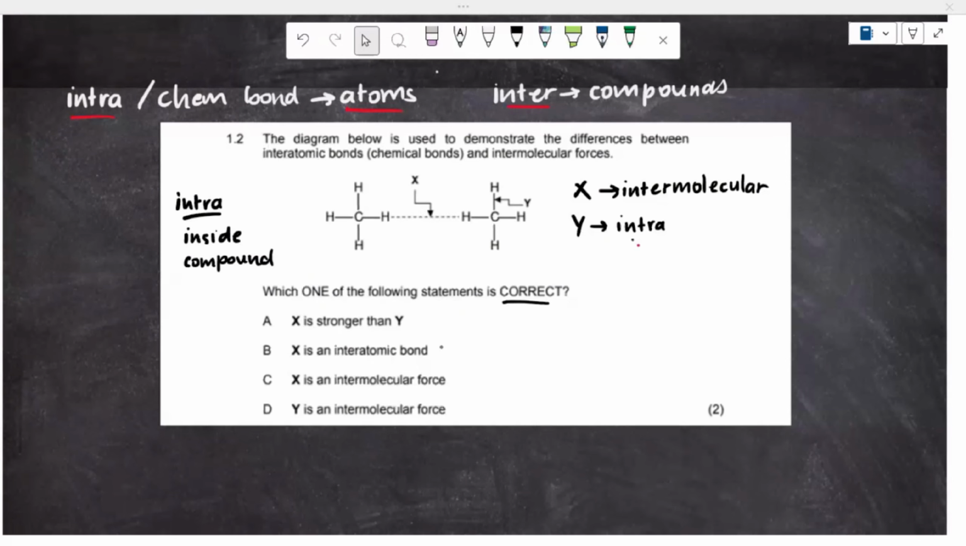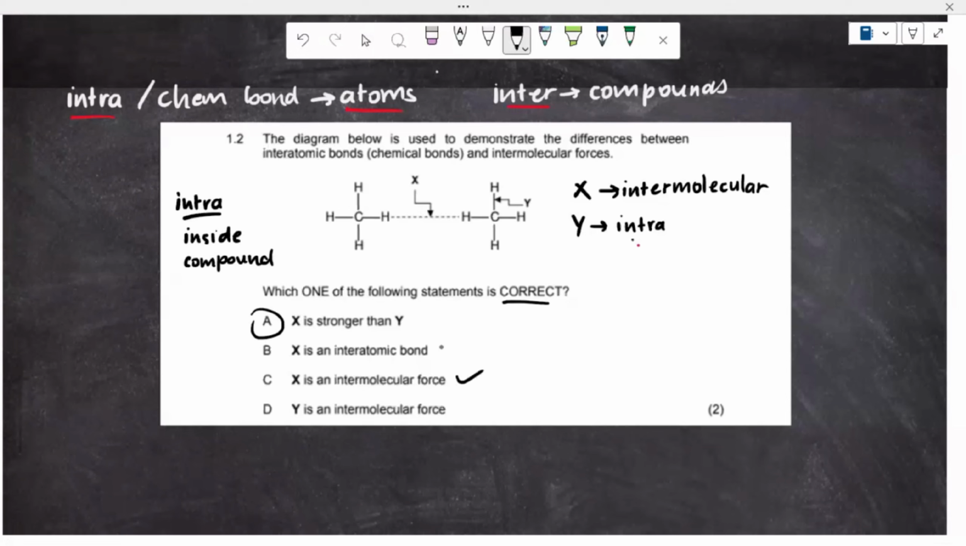So C is correct because we discussed here that X is our intermolecular force. Let's discuss A for a little bit. Which one takes a lot more energy? Like, is it easier to melt? Let's take ice, water, for example. Is it easier to melt ice or is it easier to break the hydrogen and the oxygen?